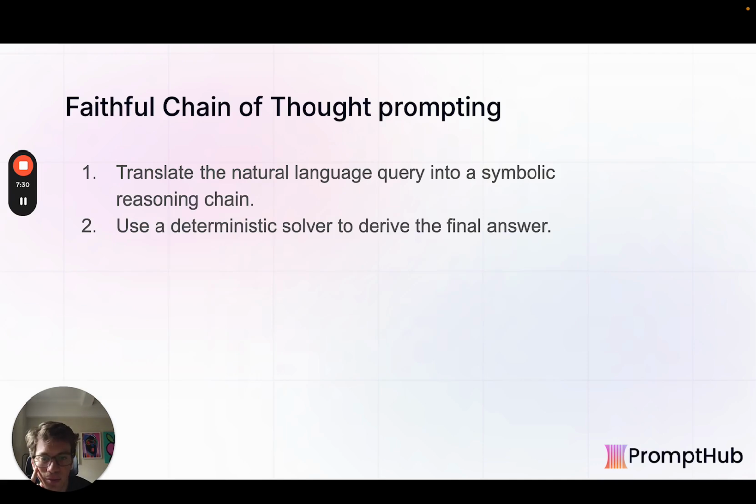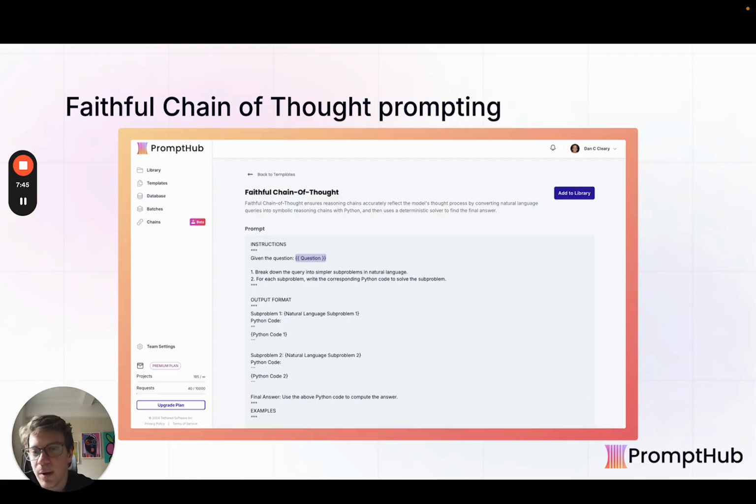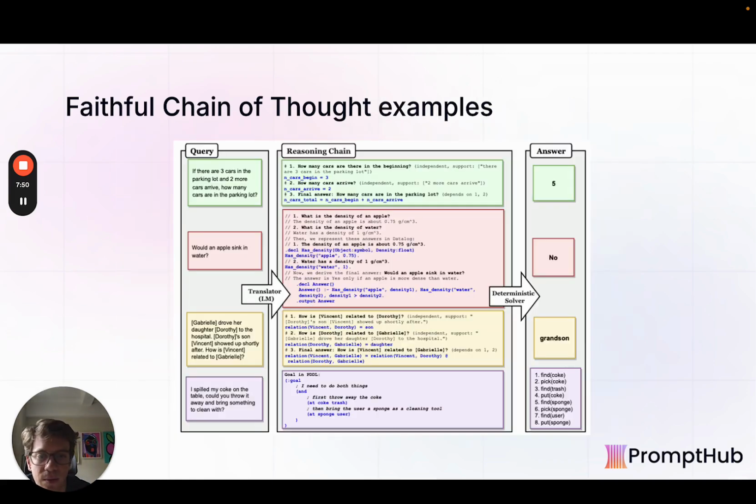Faithful chain of thought prompting tries to do this via 2 steps. First, translate the query into a more symbolic reasoning chain, something executable like Python, and then use a deterministic solver to derive the final answer. So it's similar to program of thought prompting in that way. And we again have a template for this in PromptHub, and here are a few more examples of that.